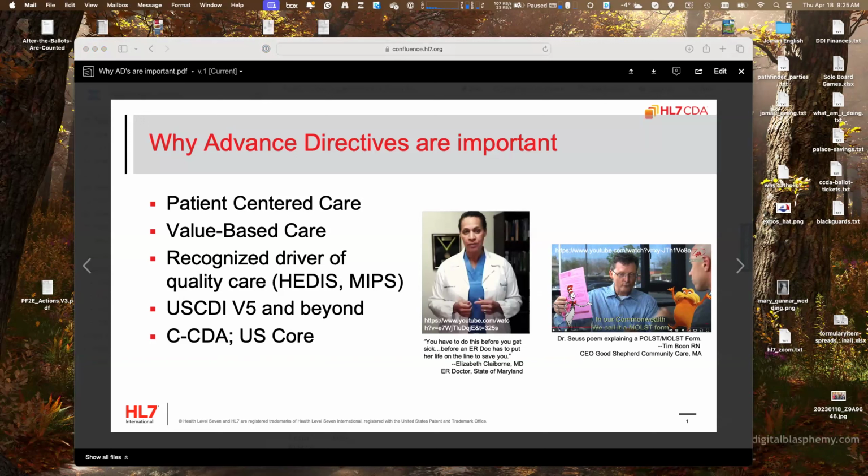So this is our chance, with the updated advanced directive section and advanced directive organizer and observation added in release 3. This track is going to be helping implementers start to wrap their heads around what this kind of information is, and how you summarize it in consolidated CDA documents.